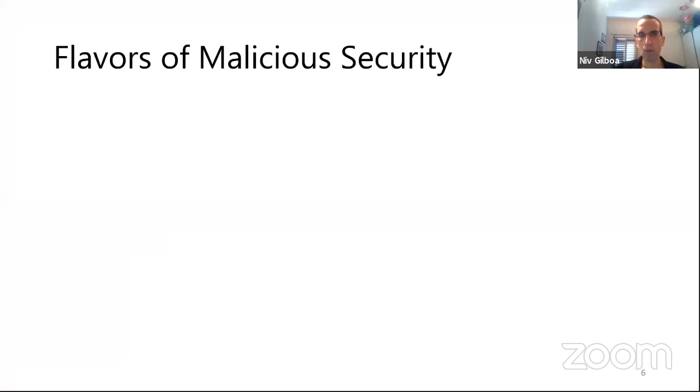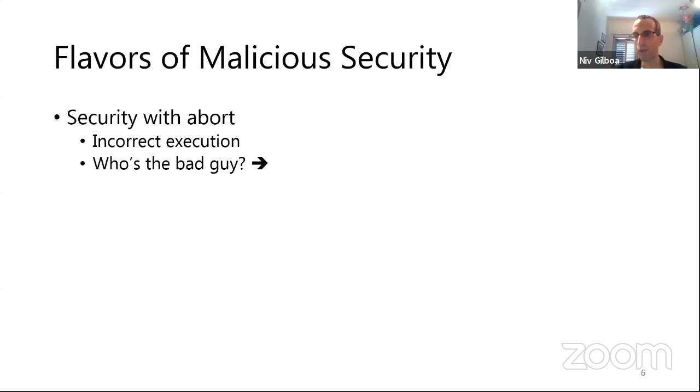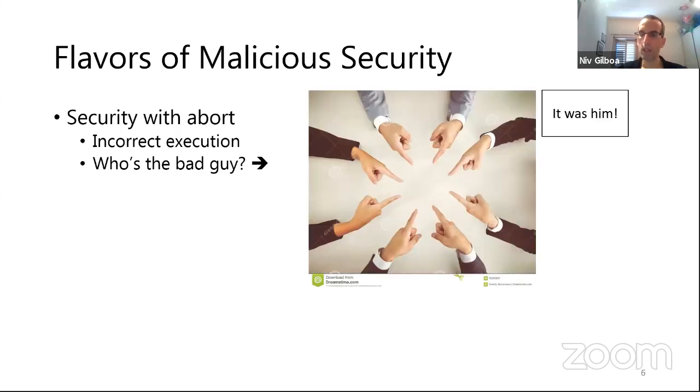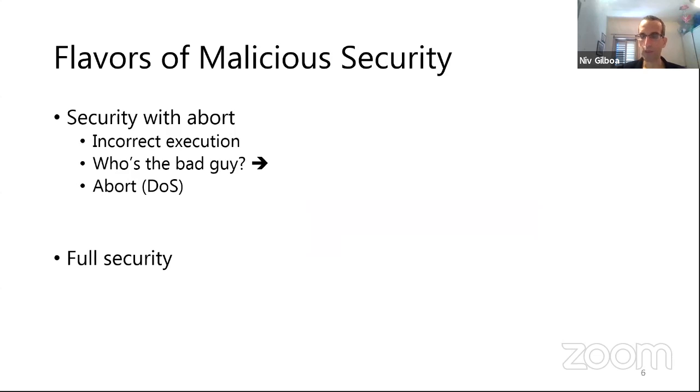Okay, so we can think of different flavors of malicious security. I'll mention two here. One is security with abort. So we have some incorrect execution. The parties realize it's incorrect. We try to find who the bad guy is, and we have the usual situation in corporate environments, maybe in universities too. Everyone's pointing the finger. We don't know who the bad guy is, and the only thing we can do is abort. And here we got denial of service. We can't complete the computation. And the stronger flavor we're interested in here is full security, or guaranteed output delivery.